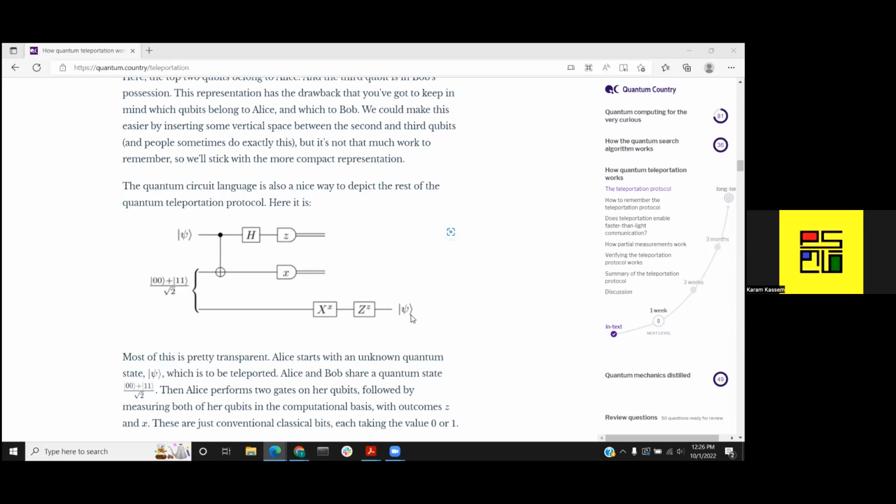Can we give an example? So let's try to think of phi, for example, as a 1 or a 0, and just try to see where we go in the circuit.